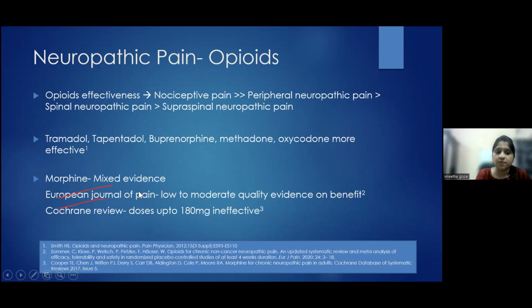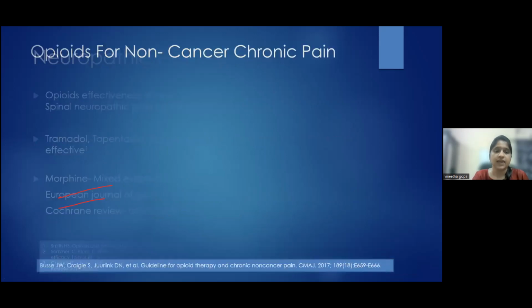In one European Journal of Pain article, they say that there is low to moderate quality evidence that it is beneficial. Whereas a Cochrane review found that even doses up to 180 milligram are only as effective as placebo, or actually ineffective. Even high doses, they have tried up to 180 milligram, it is ineffective. Okay. And there are some guidelines on how you have to use opioids for non-cancer pain.